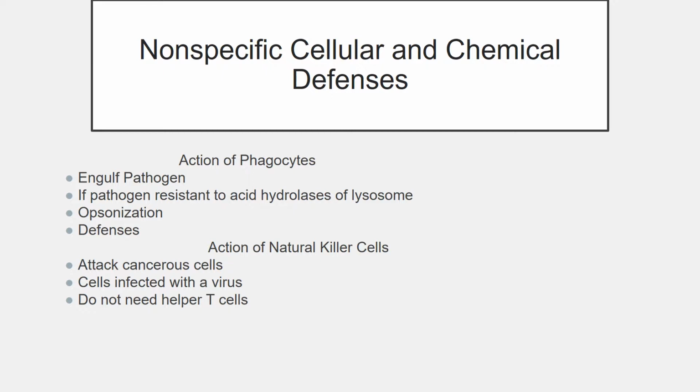Then natural killer cells do not phagocytize. They release chemicals called perforins, which perforate the cell. And they do not need helper T cells.